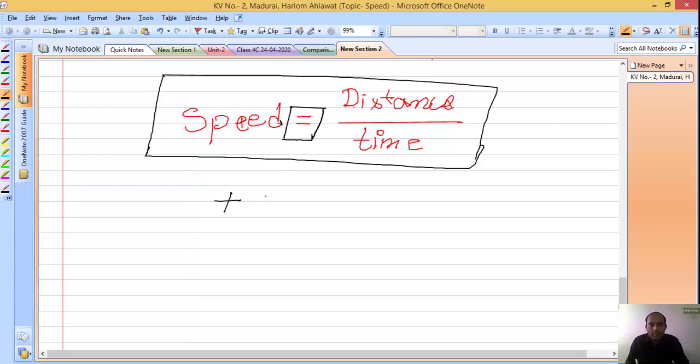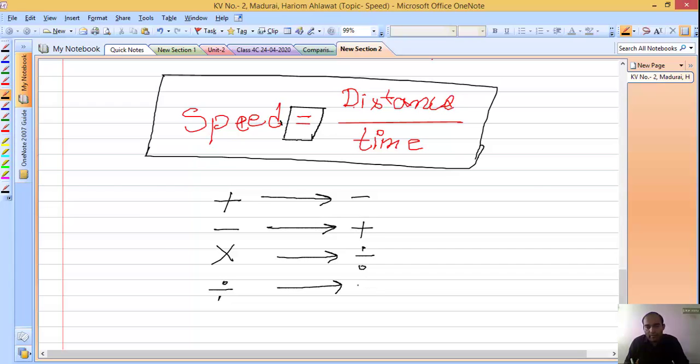Plus will change to minus. Minus will change to plus. Multiply will change to division, and division will be replaced by multiplication. So if something is in plus and you cross the equal sign, then it will be minus. If something is in minus and you are crossing the equal sign, then it will be plus.